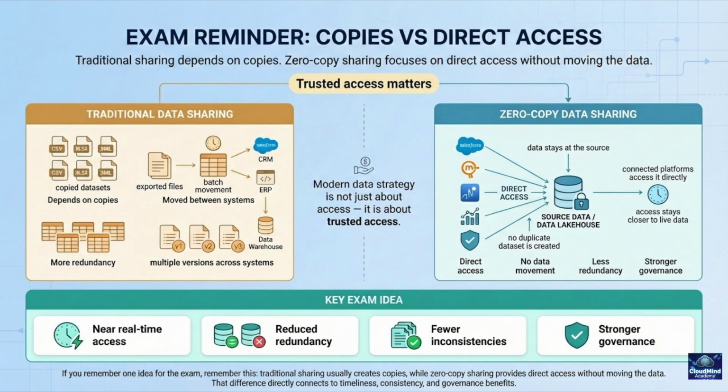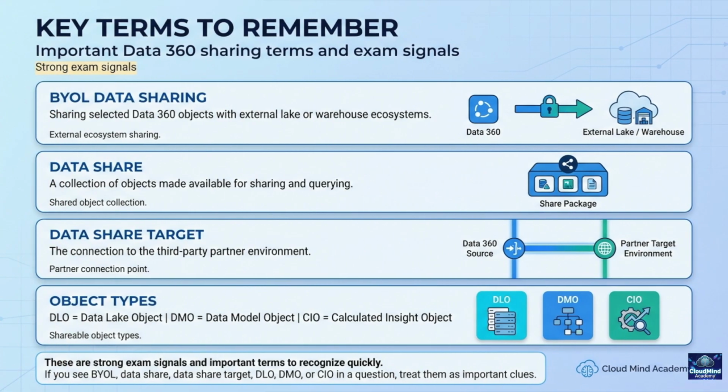Also remember these key terms. Data sharing means sharing selected Data 360 objects with external lake or warehouse ecosystems. A data share is a collection of objects made available for sharing and querying. A data share target is the connection to the third-party partner environment. And the object types you may see mentioned include DLO, DMO, and CIO. Those are strong exam signals.